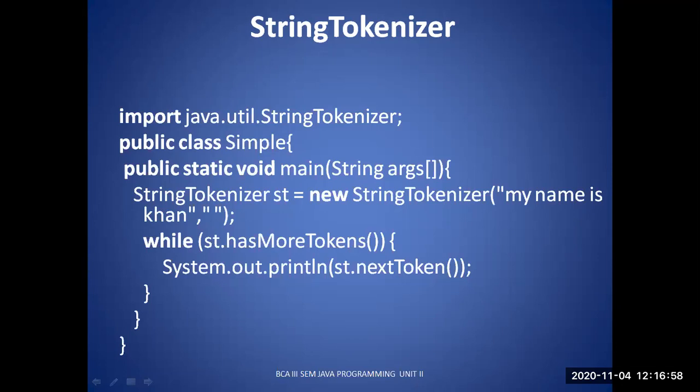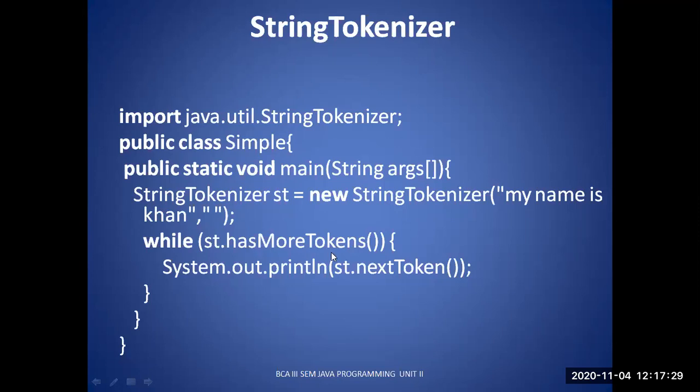So what happens here is we are dividing the whole string into small pieces and displaying them one after the other by using a method called hasMoreTokens, which in turn uses st.nextToken, which returns a string. So the strings are nothing but "my name is Khan", divided into substrings. If it has tokens inside it, it will return true.